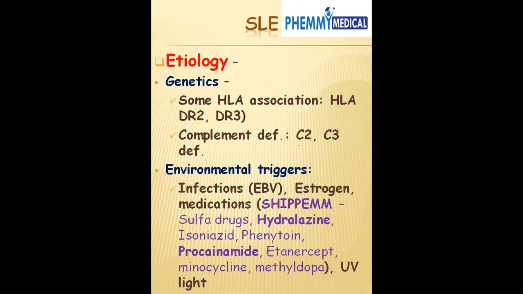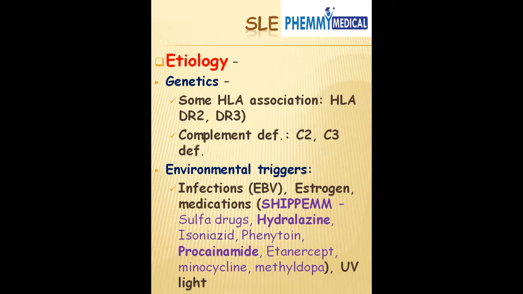Etiology. The etiology of SLE has been explained by both genetics and environmental triggers. Under genetics there are some SLE associations, for instance HLA-DR2, DR3, also complement deficiency, for instance C2, C3 deficiency. Another explanation is the environmental triggers, for instance infections like EBV, estrogen, maybe that explains why it's more common in females, also medications, and this group of medications have been associated with drug-induced lupus.